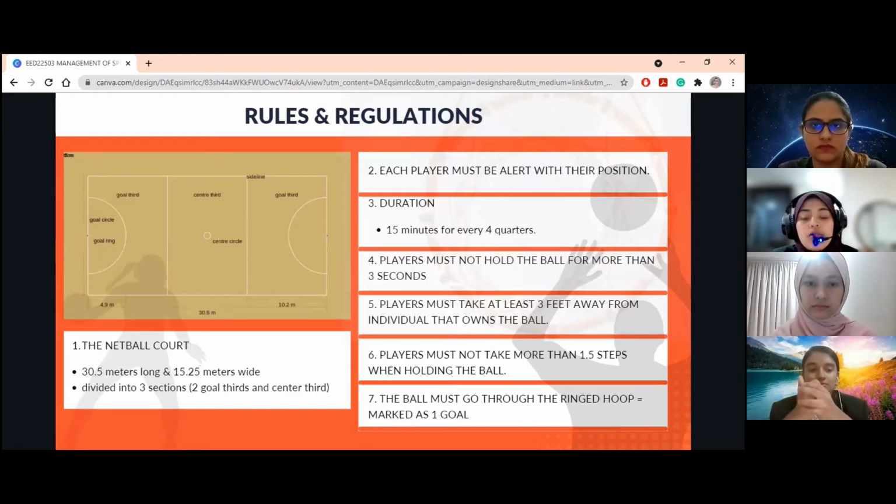The duration of the game is 15 minutes for each of 4 quarters. Players holding the ball must not hold it for more than 3 seconds and must not take more than 1.5 steps when holding the ball. Players must stay at least 3 feet away from the individual who has the ball to avoid any contact. The ball must go through the ring hoop to count as one goal, and the team with the highest goal score will be announced as the winner.